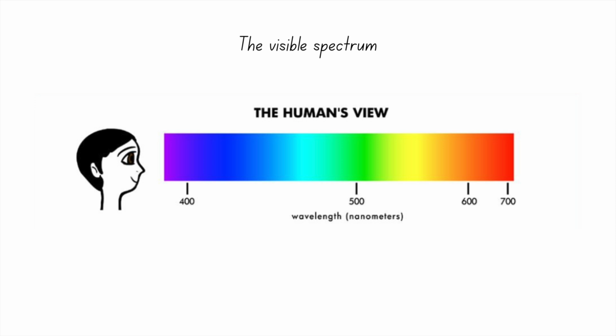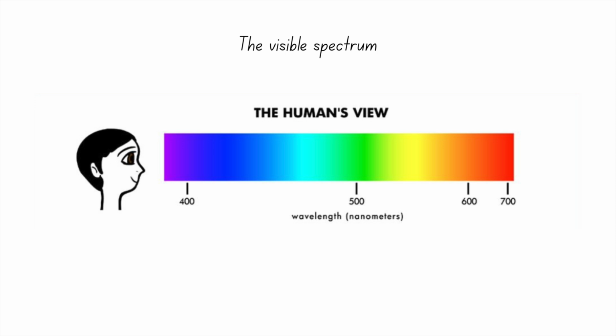The visible spectrum and beyond. Our eyes can only detect a small portion of all the electromagnetic waves out there. This range is called the visible spectrum, and it includes all the colors from violet to red. But beyond red lies infrared, with waves that are too long for us to see. And beyond violet is ultraviolet, waves that are too short. Even though we can't see these wavelengths, they still exist, and they can have powerful effects.